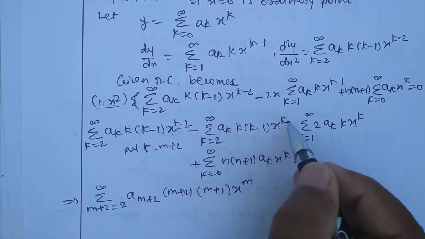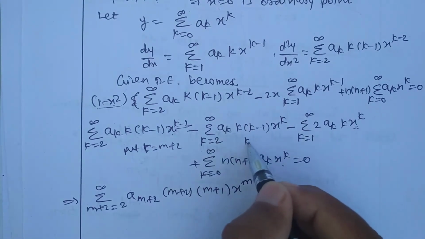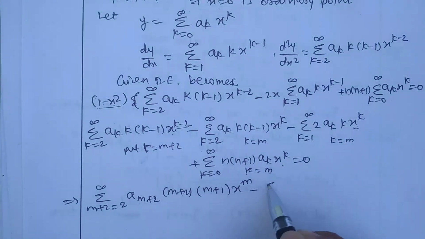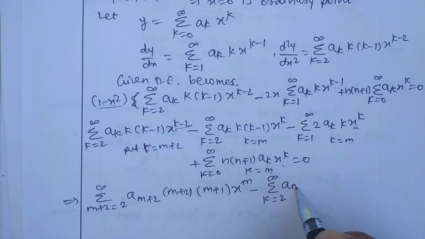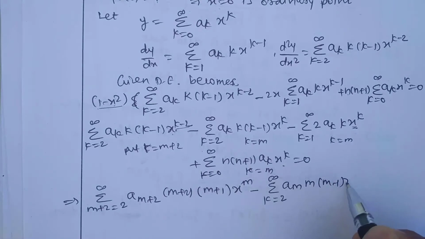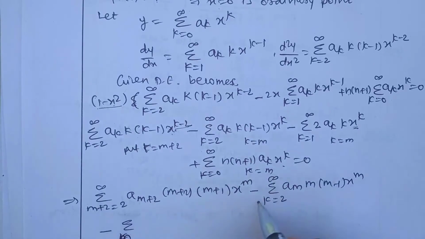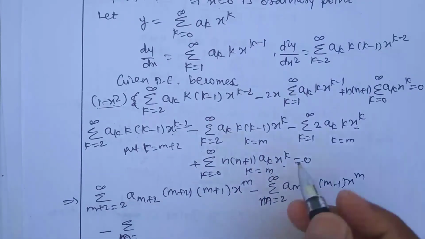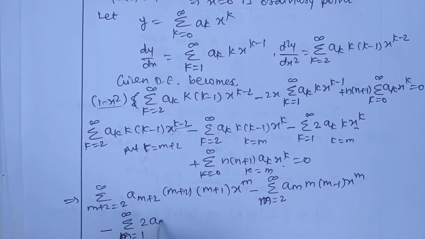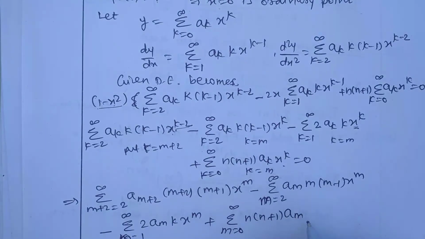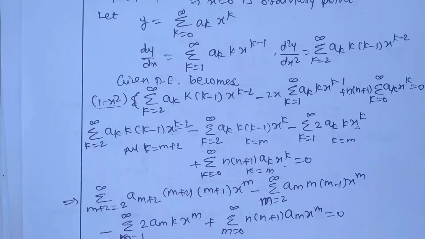Here there is already the term x to the k, here is also x to the k, and here is also x to the k. So directly put k equals m. So you will get minus summation k varies from 2 to infinity am into (m minus 1) x to the m, minus this term, summation m varies from 1 to infinity 2 times am into m x to the m, plus summation m varies from 0 to infinity n into (n plus 1) am x to the m equals 0.